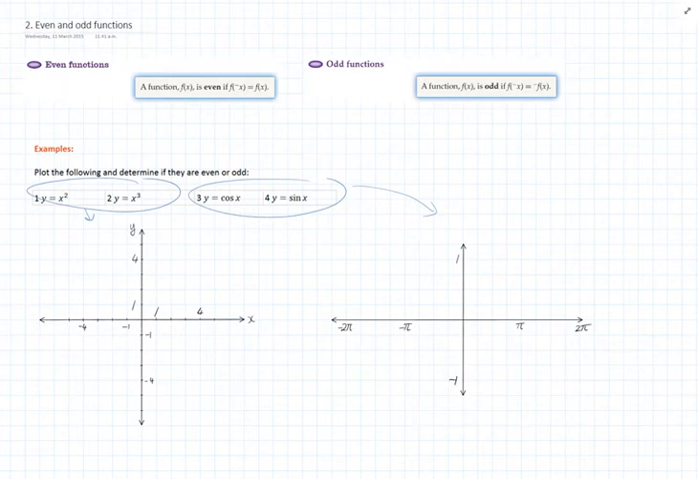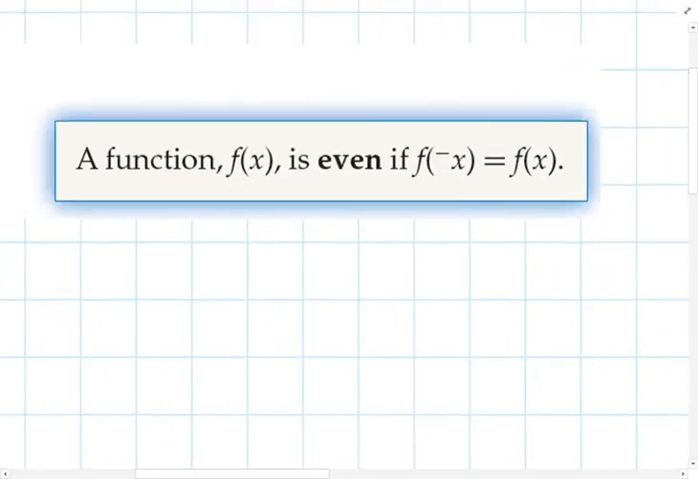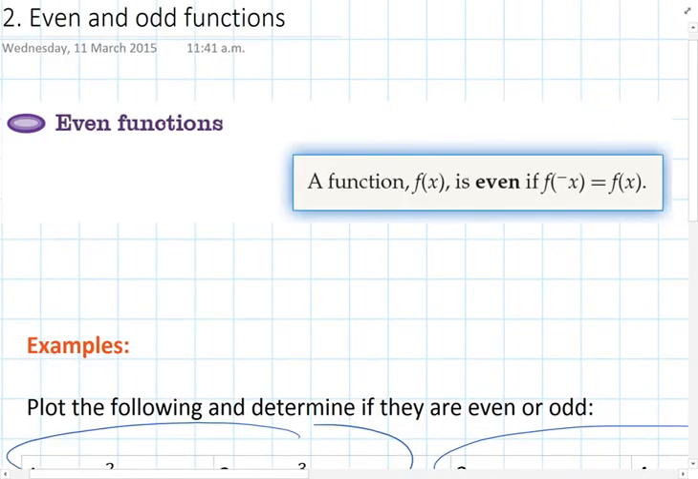Hi Year 13s. In this video we're going to look at even and odd functions. And so I've got two definitions here, each for an even and odd function.